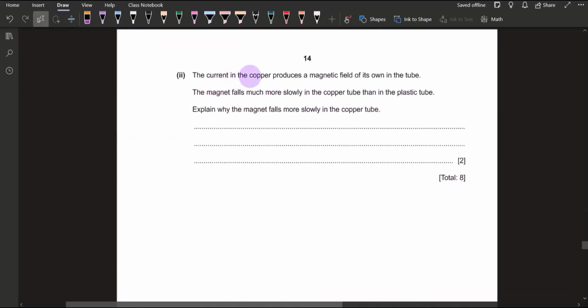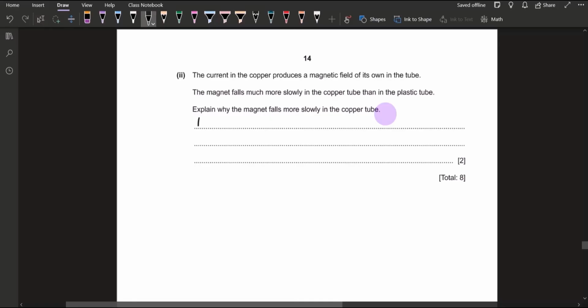Part 3 says the current in copper produces a magnetic field of its own in the tube. The magnet falls much more slowly in the copper tube than in the plastic tube. Explain why the magnet falls more slowly in the copper tube. The reason is that Lenz's law is applying in this. Lenz's law only applies on metal, not on plastics. That's why I can explain Lenz's law here.